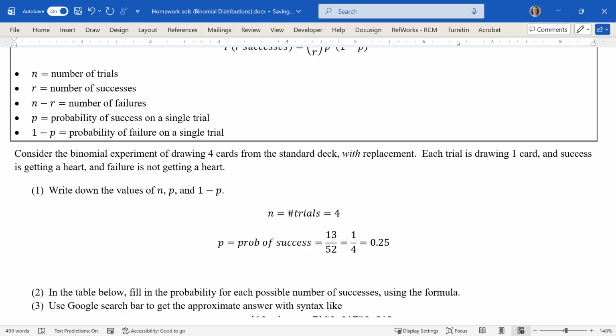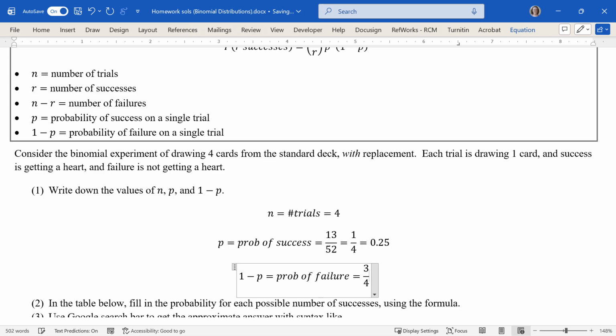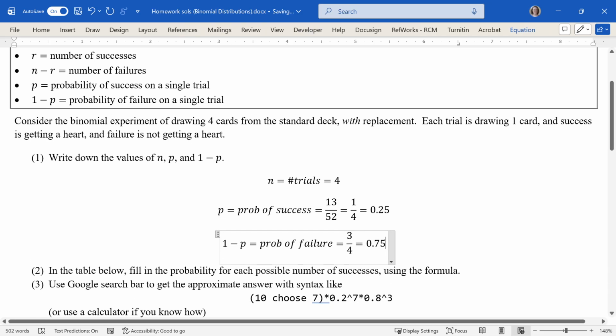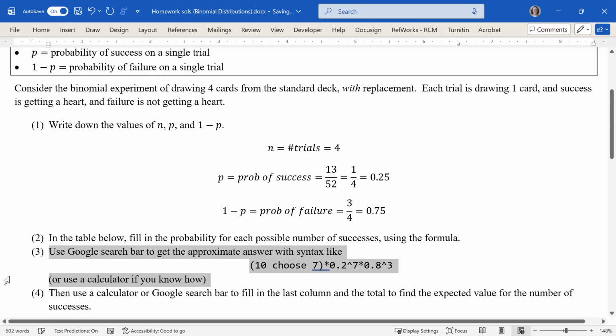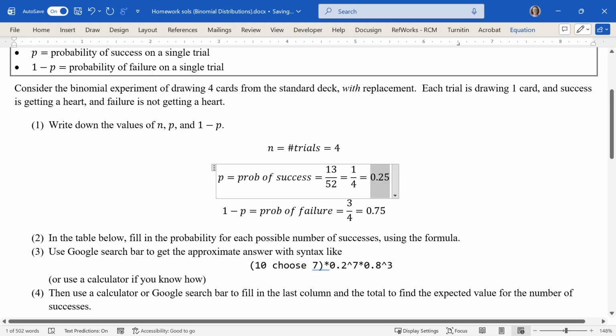And then 1 minus P, probability of failure. Prob, not prof. Ooh, being the prof of failure would be strange. Okay, so 1 minus P is then 3/4, or you can write it as 0.75 if you want. We're going to actually be plugging these answers into a calculator or the Google search bar. So I'll write them in decimal form, because that's easier for the calculator.